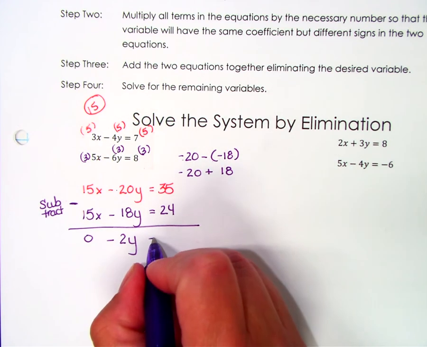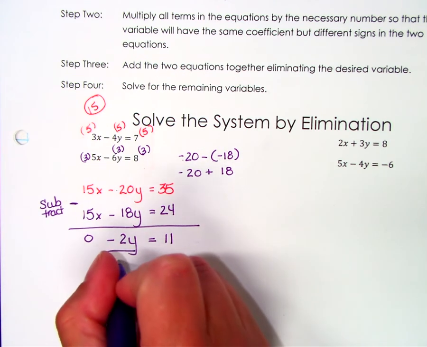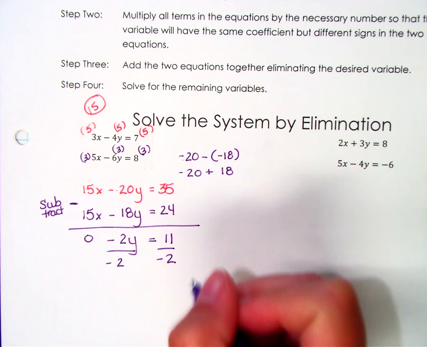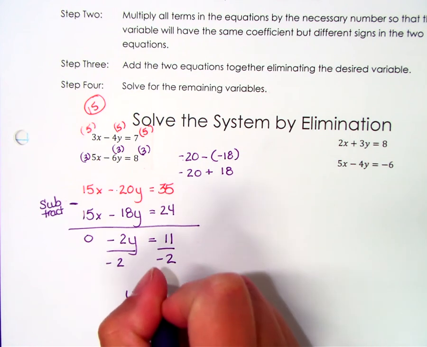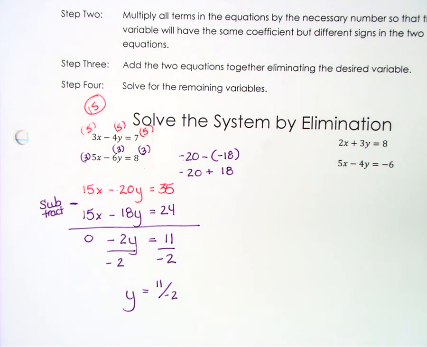Okay, what's 35 minus 24? Are you sure? Perfect. Okay, now I need to solve for y. Divide by what kind of 2? How about a negative 2? Why? Because you have to add another step. If you're dividing by negative 2, you have to add another step, don't you?